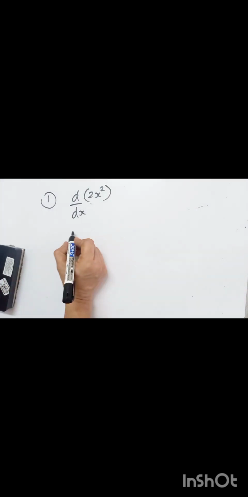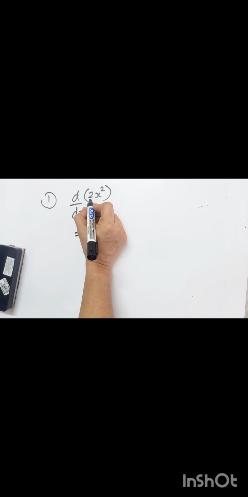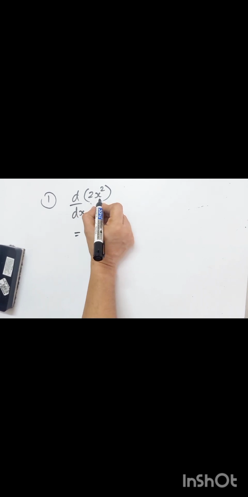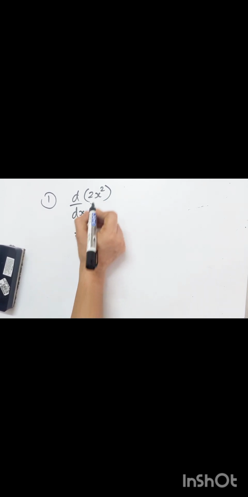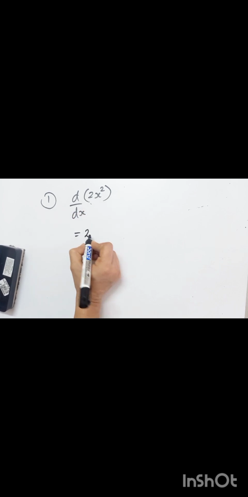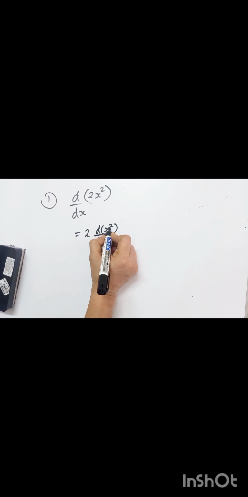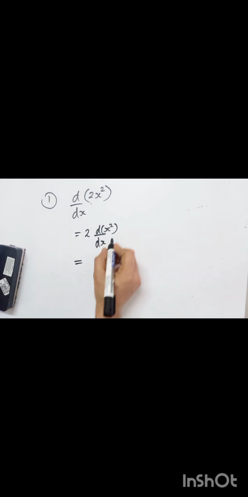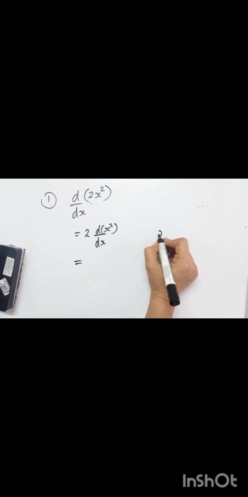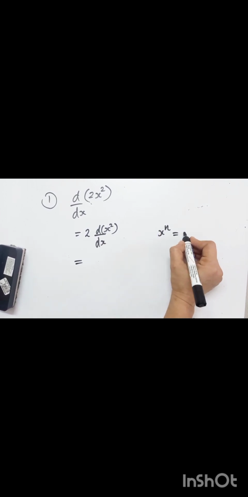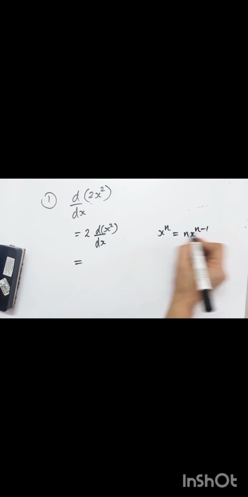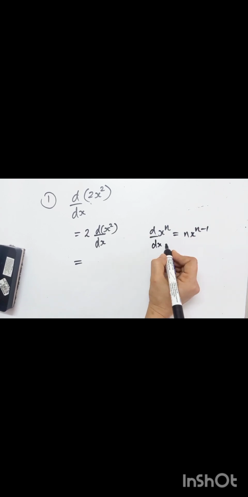Here you can see this is a constant 2, and this 2 is multiplied by the function x square. So while finding the derivative, this 2 you can keep outside. This is just like k itself. 2 multiplied by the derivative of the function x square. Function in terms of x, that you have to write separately. Now you can find the derivative by applying the power rule: d by dx of x to the power n is n x to the power n minus 1.